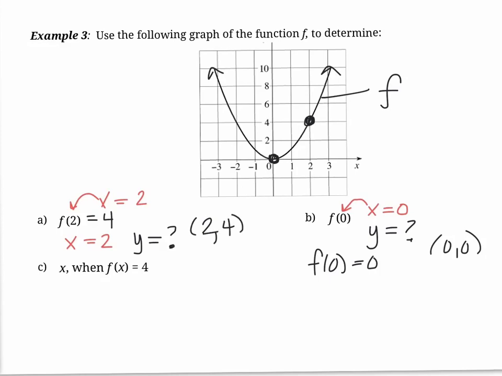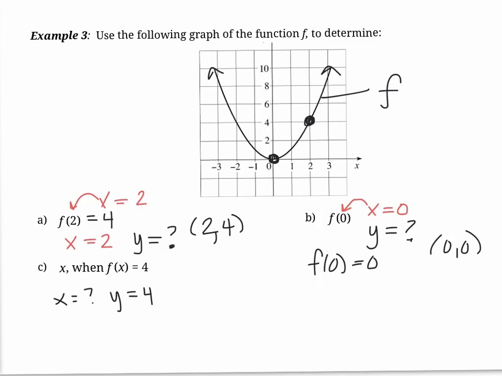Let's try the last question. Here it's saying determine x when f at x is equal to 4. So here we're not given x, we're not given the input, we're given the output. If we're given the output, then we know y. y must be 4. And what is x equal to? So let's take a look back at the parabola. y is equal to 4 right here.